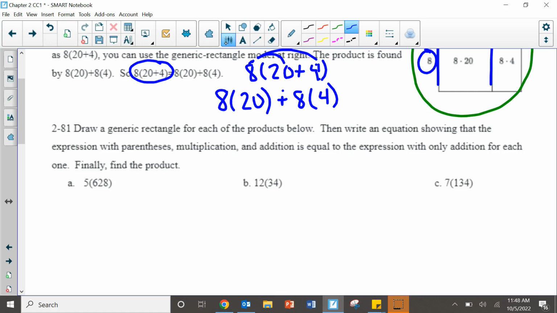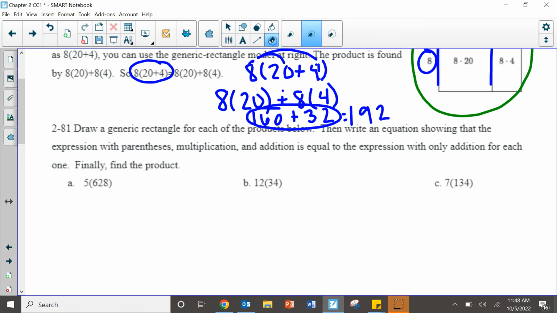Then you would solve for these. 8 times 20 is 160, plus 8 times 4 is 32. So this answer is 192. Remember, these are called our partial products. So that's what we're going to do, get this out of the way. All right.